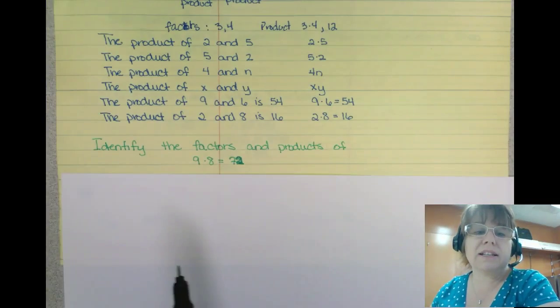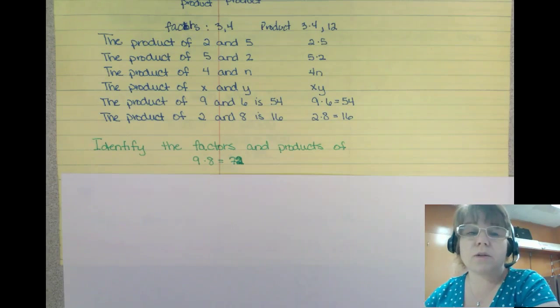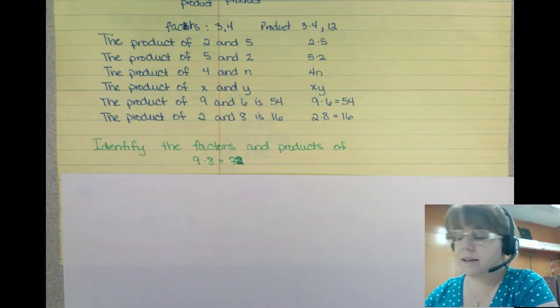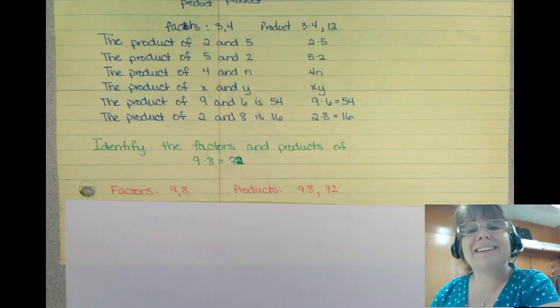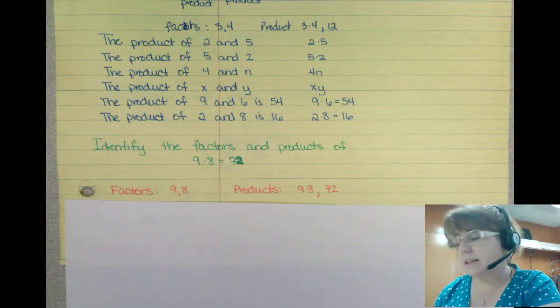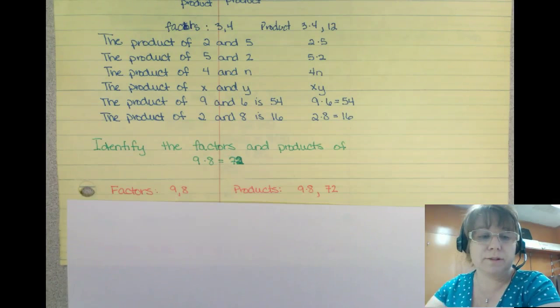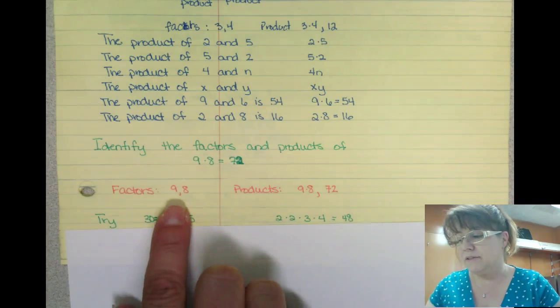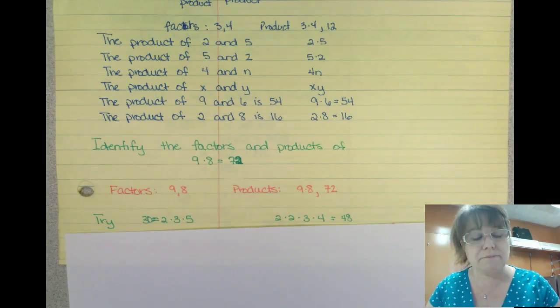So let's take a problem. Identify the factors and the products of 9 times 8 equals 72. Now go ahead and pause the video and work it out yourself, and then go ahead and start the video and see if you're right. So the factors are the digits 9 and 8. The products is 9 times 8 as well as 72. Now try a couple more on your own, and then follow the same process of figuring out what your factors are and figuring out what your products are. But try these, see if you can do them.